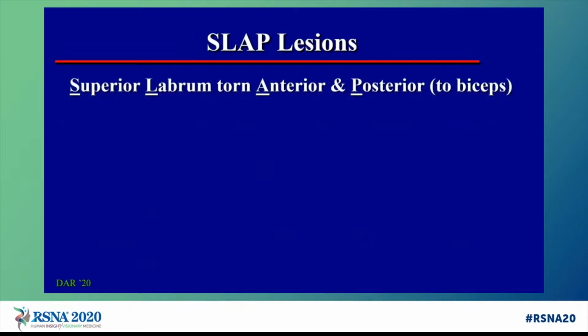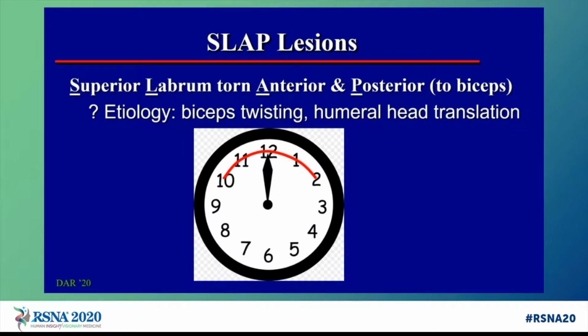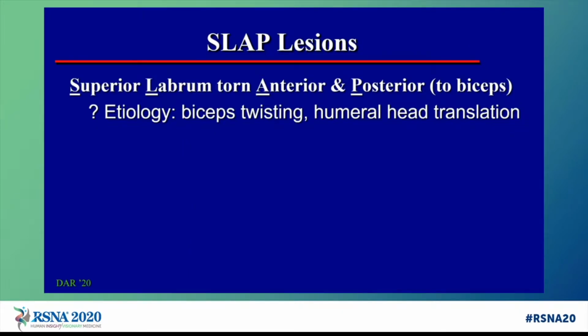SLAP lesions are tears of the labrum, the superior labrum torn anterior and posteriorly with respect to the biceps. The etiology is a little controversial, whether it's due to abnormal motion and twisting of the biceps tendon or abnormal humeral head translation when certain throwing athletes have their arm in the cock position. It's not clear, but these occur at the 12 o'clock position and then go a variable distance anteriorly and posteriorly.